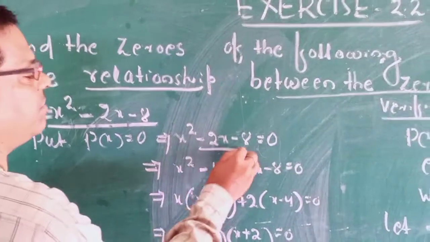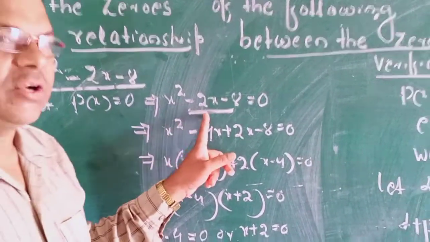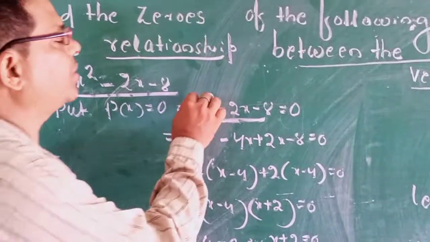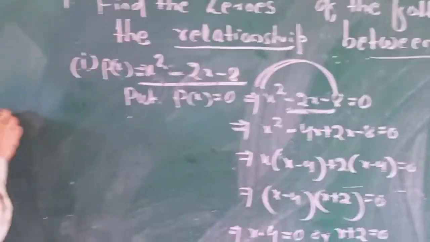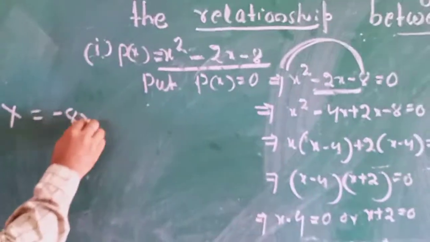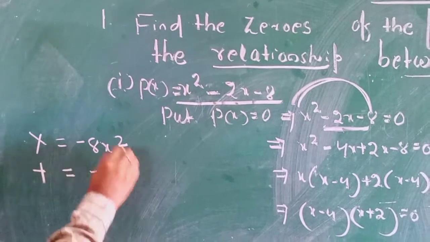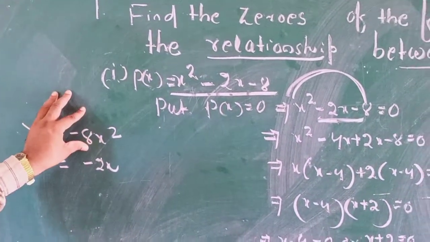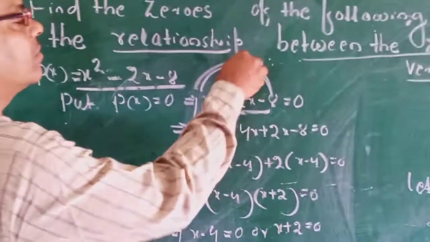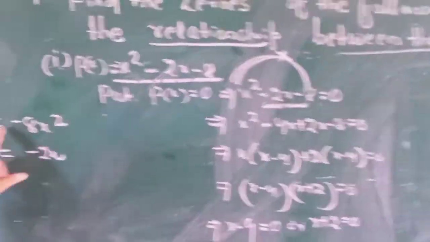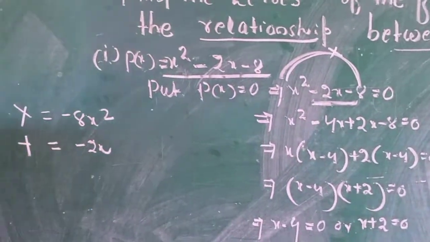Now, splitting the middle term. You have to find two numbers whose product is minus 8x square and sum is minus 2x. Splitting the middle term means you have to find two numbers. The product is x square into minus 8, which is minus 8x square, and the sum is minus 2x. Now the two numbers will come.